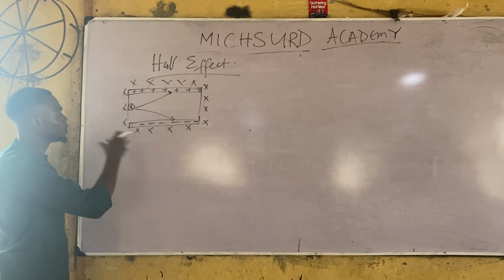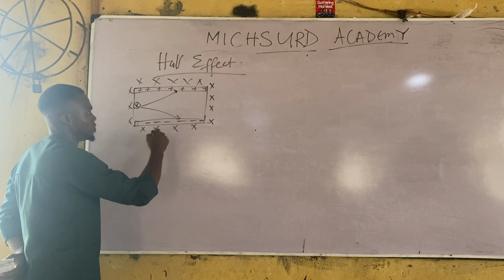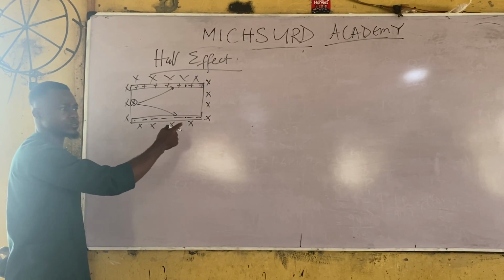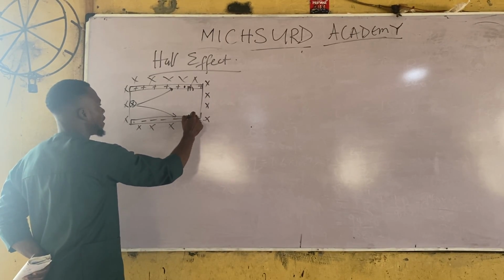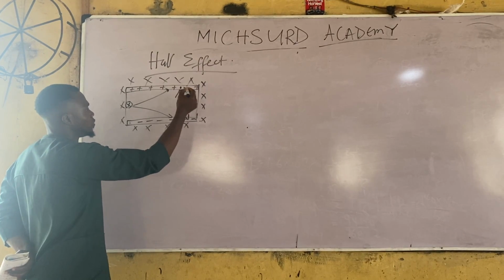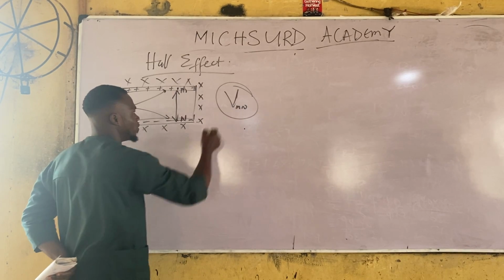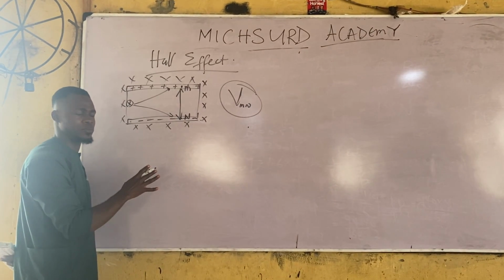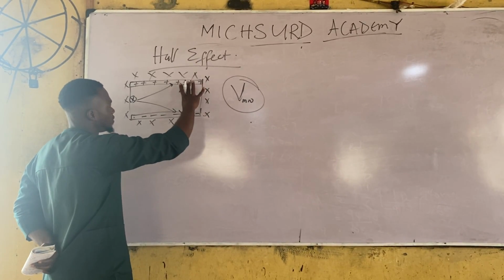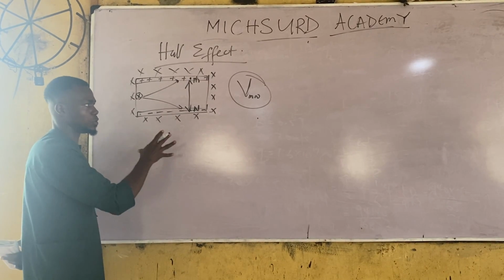Now, in the Hall effect experiment, there will be a potential difference created between the two conductors. So I will call this conductor M and conductor N. So the potential difference created here is going to be given as VMN. So that is our potential difference in this experiment. Now also from here to here is the distance of separation of the conductors. Another thing as well that we are going to look at.